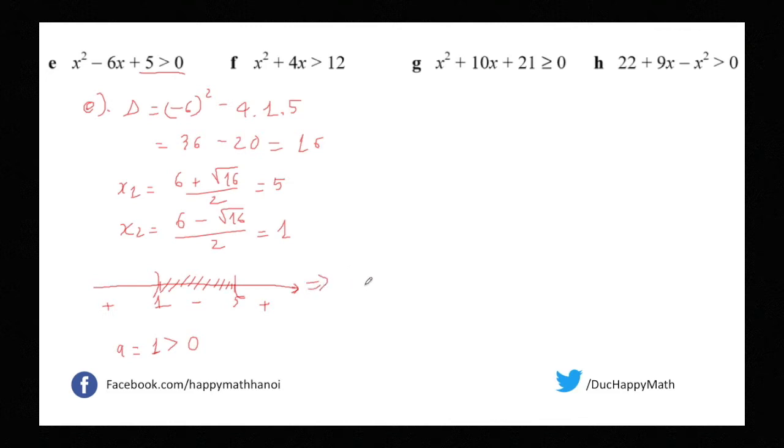So from this, I will have the conclusion: x will be less than 1 and x greater than 5, because this interval is separated by this part, so you have to write down the solution as two lines. This cannot be written in one line.